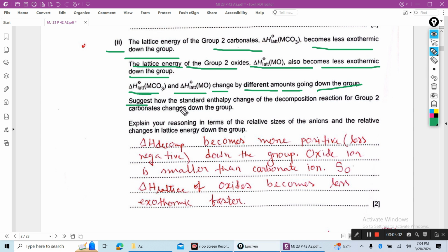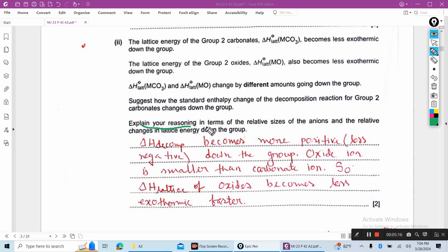Now suggest how the standard enthalpy change of decomposition for group 2 carbonates changes down the group. Explain your reasoning in terms of the relative size of the anions. You have to mention the size of the anion and the relative changes in the lattice enthalpy down the group. You have to mention two things: one is lattice enthalpy, other is size of the anion.